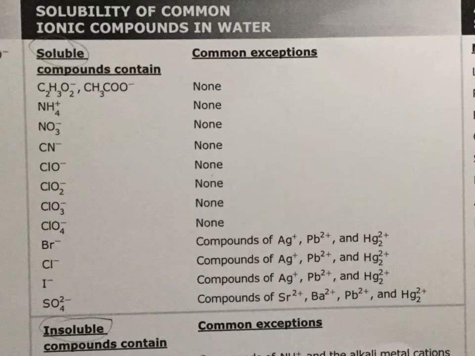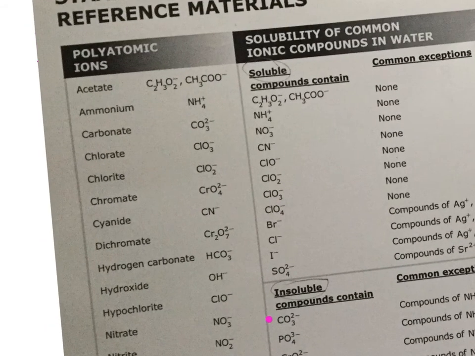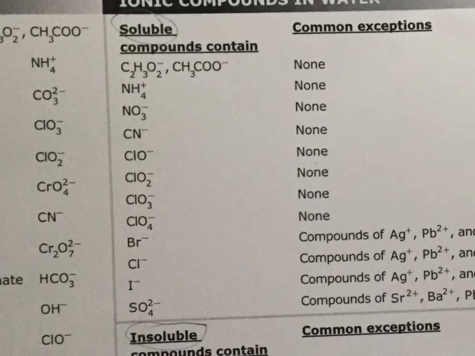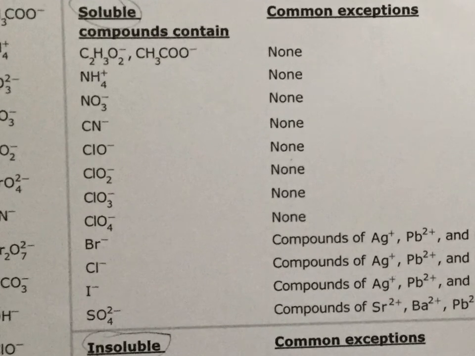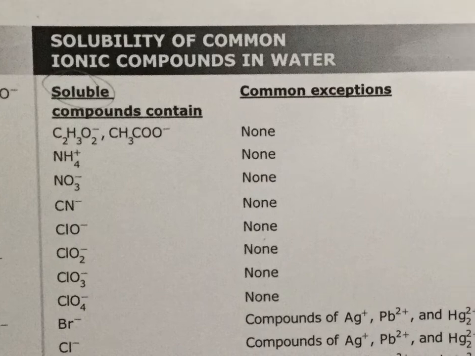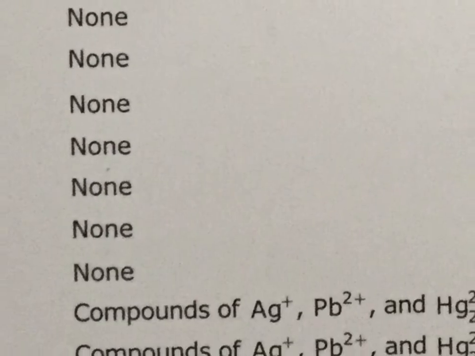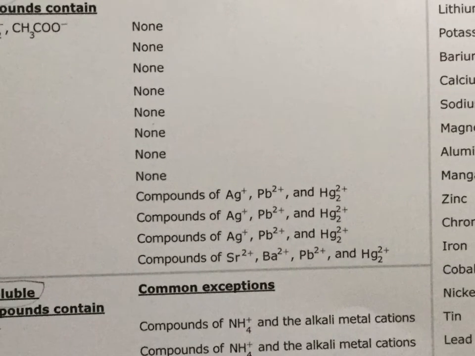So you have your acetate up at the top, you have your ammonium, nitrate. Those are all polyatomics, things that you can find on the left-hand side of your list of polyatomic ions. So if you have these ions in a compound, they're soluble. The top chart is telling you they are soluble unless you have your common exceptions, and then you have lists sometimes, okay?